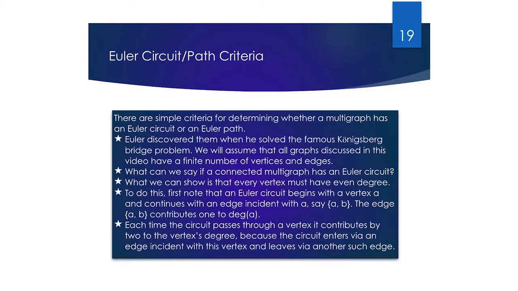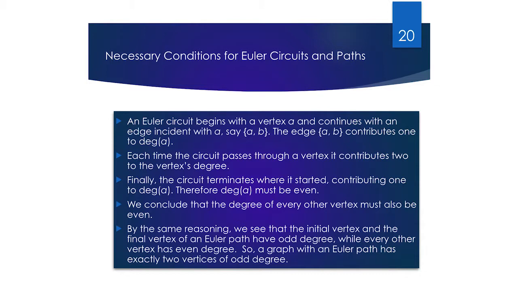To do this, first note that an Euler circuit begins with a vertex A and continues with an edge incident with A, say A and B. The edge A and B contributes 1 to the degree of A. Each time the circuit passes through a vertex, it contributes 2 to the vertex degree, because the circuit enters via an edge incident with this vertex and leaves via another such edge. Finally, the circuit terminates where it started, contributing 1 to the degree of A.